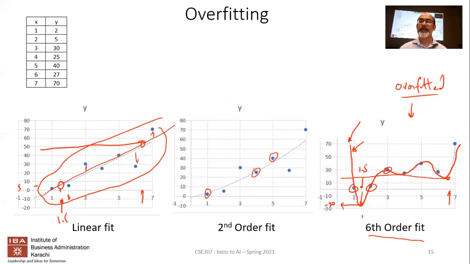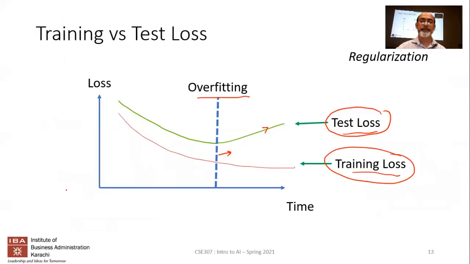If you give it some test data, it starts to give an extremely inappropriate answer. Just like over here, when you give it some test data, let's say over here, it's going to give you a negative value for y, when we are expecting that the y value should be somewhere in the positive range if you were doing a linear fit. So that gives you some idea as to what's happening when you're overfitting.